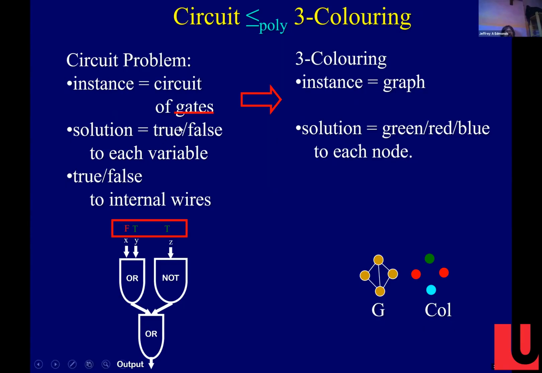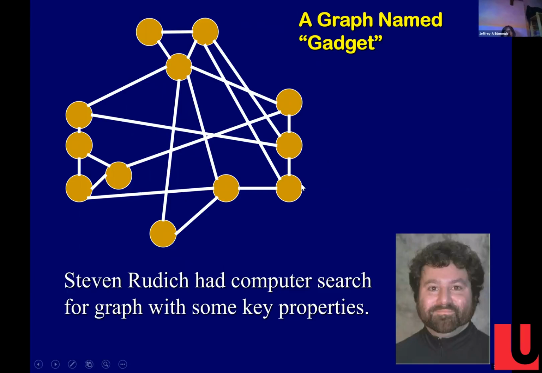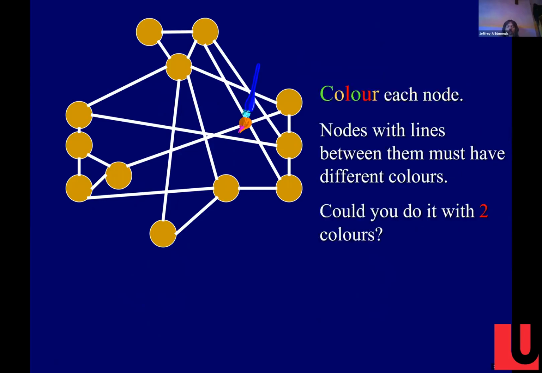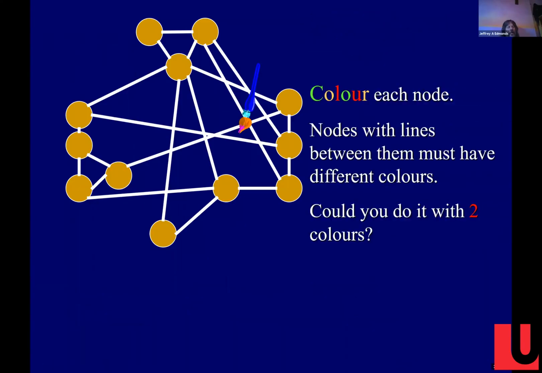So now what is a gate going to get mapped to? A gate is a connection between these wires, and a gate will be a gadget composed of nodes and edges. All right, so when I was a graduate student at U of T, Stephen Rudish was a postdoc. And while I was there, he came up with this gadget. He wanted a gadget with certain conditions, and he did a computer search, and he found this gadget. And we're going to see what it does, right?